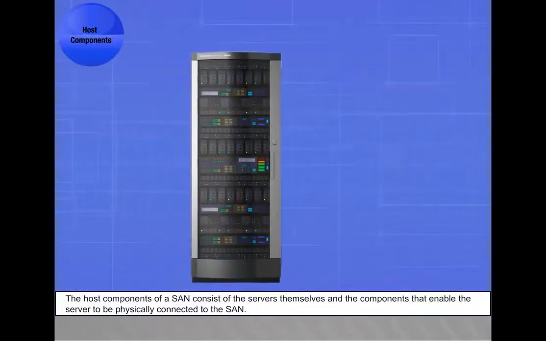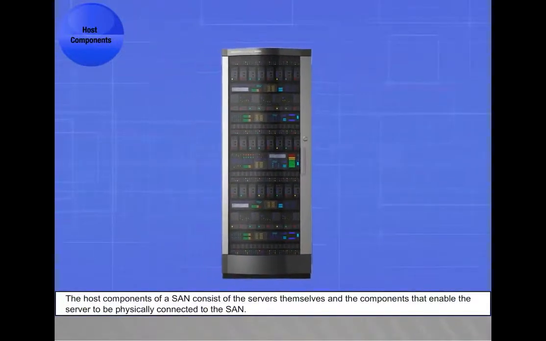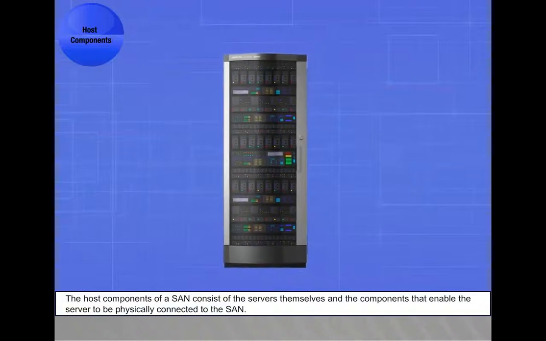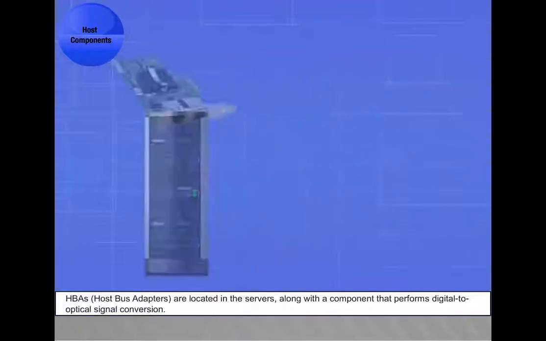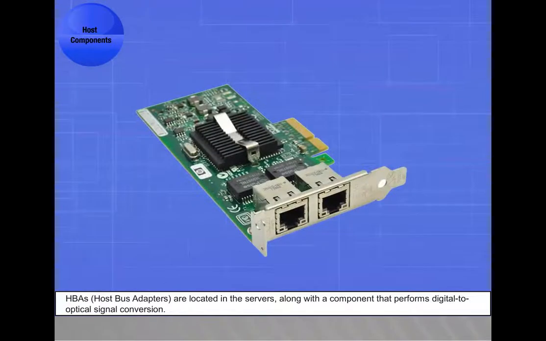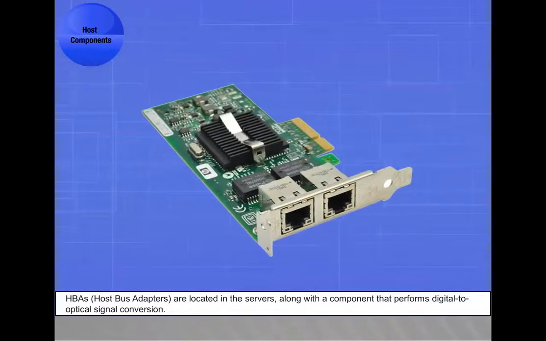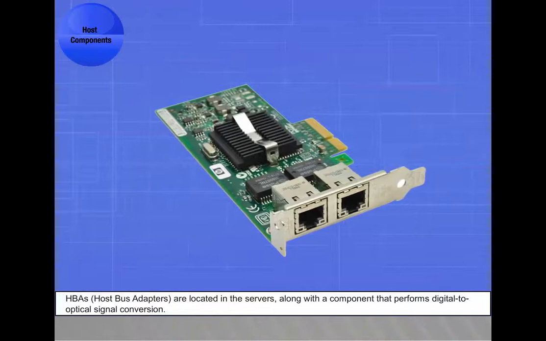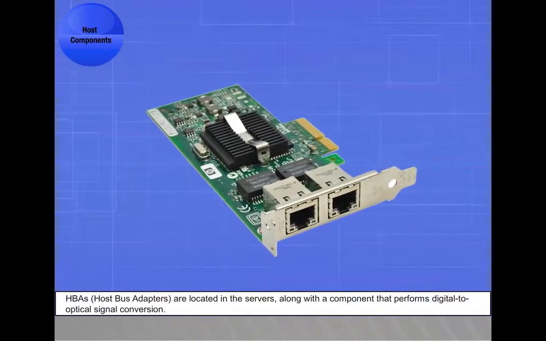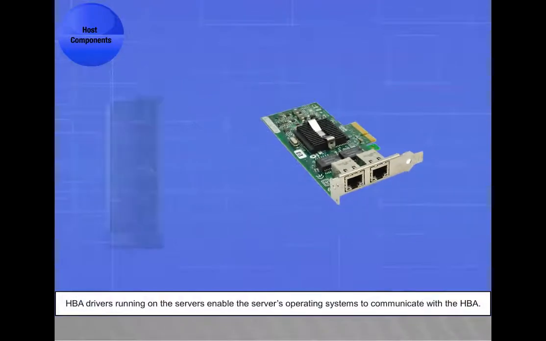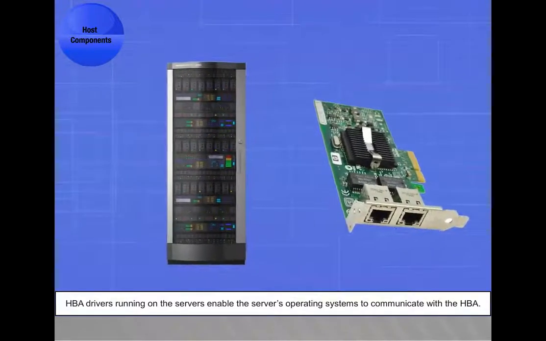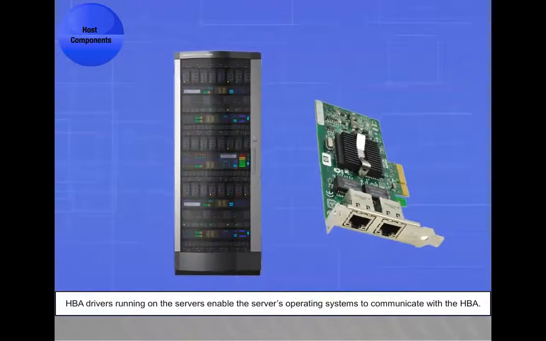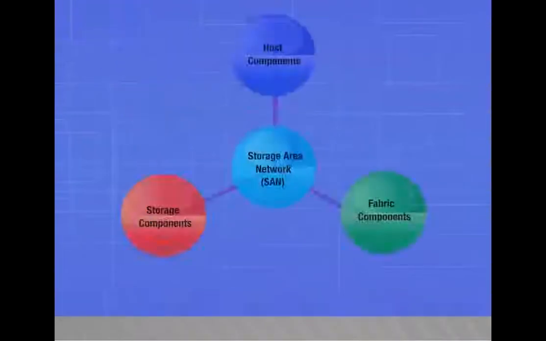Host component. The host components of a SAN consist of the servers themselves and the components that enable the server to be physically connected to the SAN. HBAs, host bus adapters, are located in the servers along with the component that performs digital to optical signal conversion. HBA drivers running on the servers enable the server's operating system to communicate with the HBA.